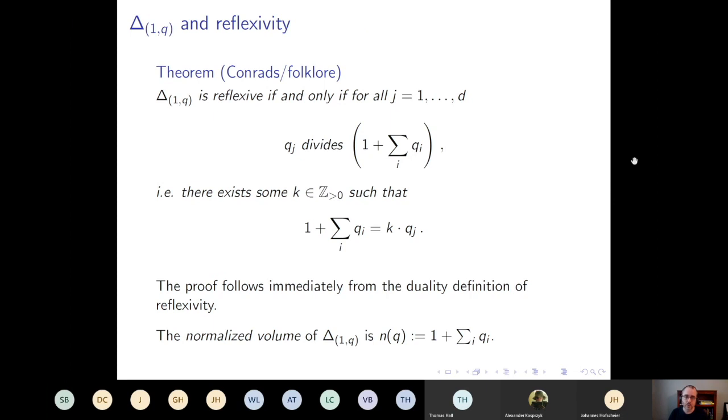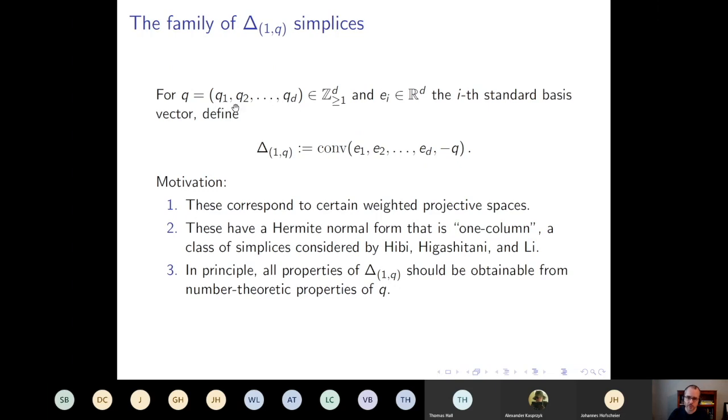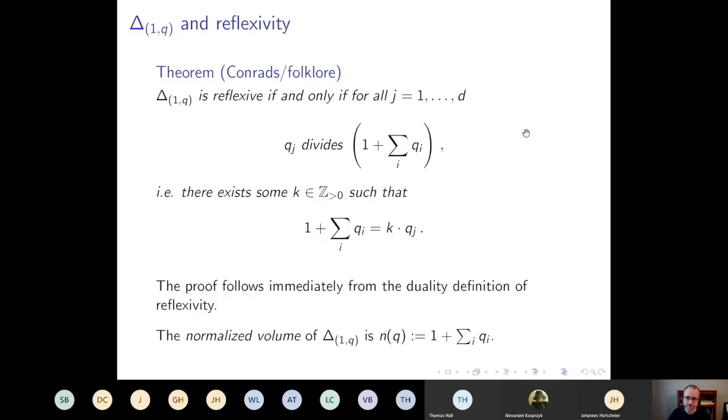All right, so for reflexivity, there's a theorem, I don't know whether to cite Conrad's or folklore, so that delta 1q is reflexive if and only if for every j between 1 and d, q sub j divides the quantity 1 plus the sum of the q's. And throughout the talk, I should mention, I'll refer to the q's as the weights. So if you take 1 plus the sum of the weights, each weight should divide that.